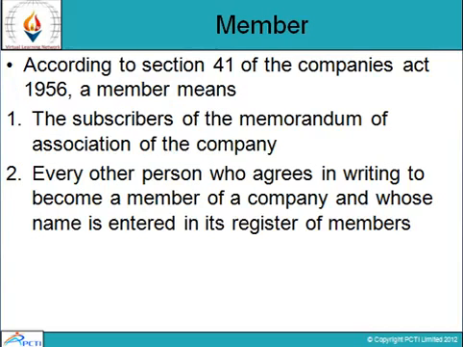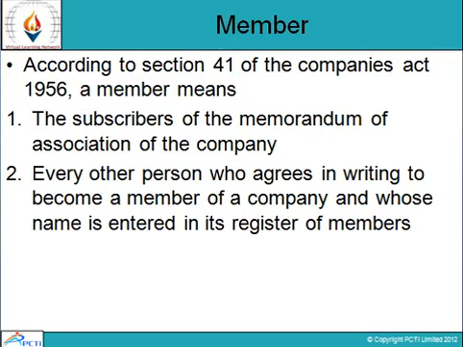Now come to the first topic, that is member. According to section 41 of the Companies Act 1956, a member means the subscriber of the memorandum of association of the company, and every other person who agrees in writing to become a member of a company and whose name is entered in its register of members. Those persons are called members.